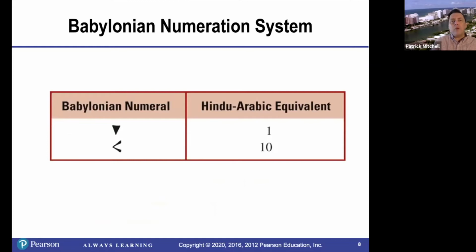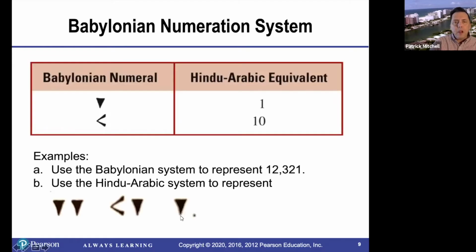All right, next we have the Babylonian system. Babylonian is a base 60 system. So this is a little more complicated. All right, so in these examples, we're first going to use the Babylonian system to represent 12,321, and I'll be going to the tablet for that. And then we're going to use the Hindu Arabic system to represent this number. By the way, this is just a period. Okay, so let's switch over to the tablet.